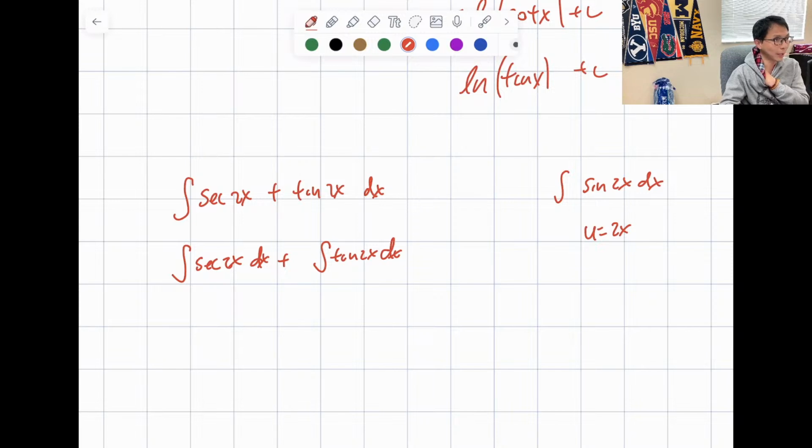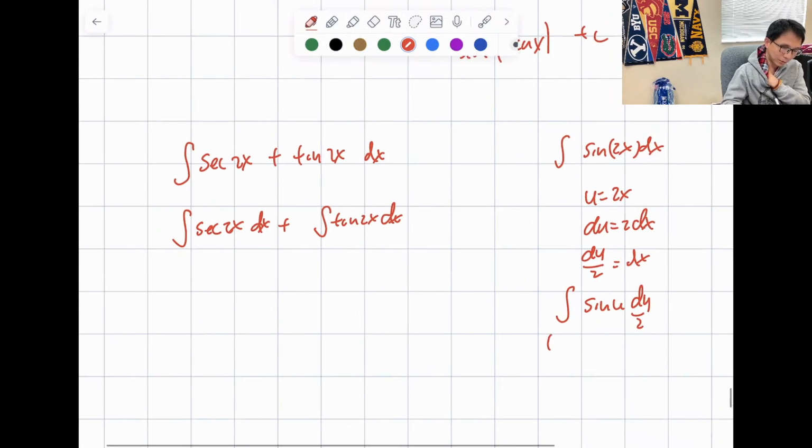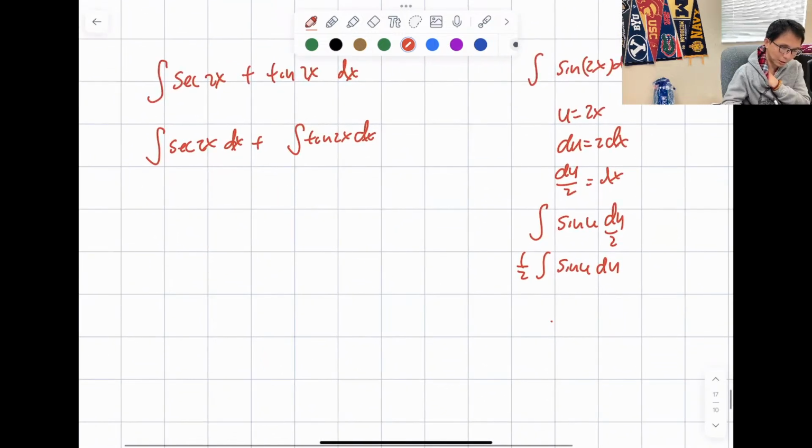So u equals 2x, du equals 2 dx. You should do u substitution because this is not a u. So du over 2 equals dx. So that's going to be sine of u du over 2, which is 1/2 sine of u du. So that'll be negative 1/2 cosine of u, which is 2x, plus c.